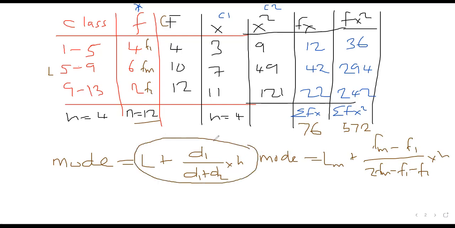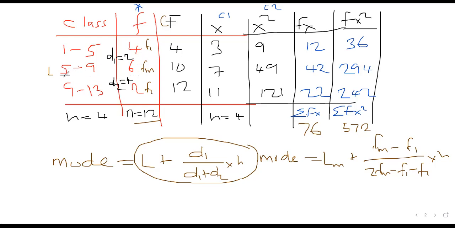Our L is the lower bound. So we identified the highest number, that is our Fm. In the same line, we have our L. On top of it, we have F1, below it, F2. Or we just say our Fm is the highest value. The distance above is called D1. So from here to here, our D1 is what? Our D1 is 2. That's the distance above. From the 6 to the 4 is our distance 2. Our D2 is 4.